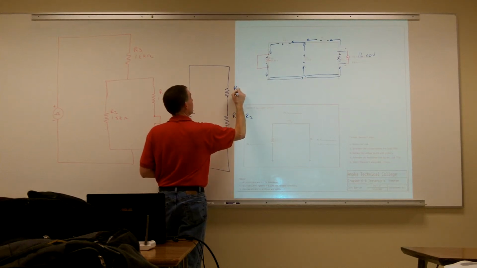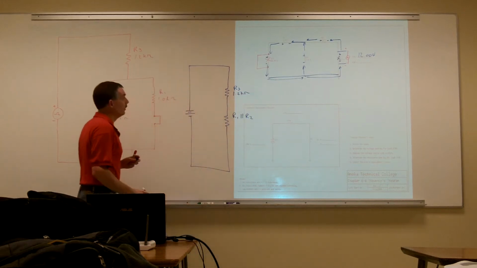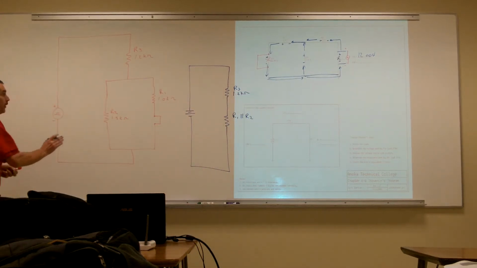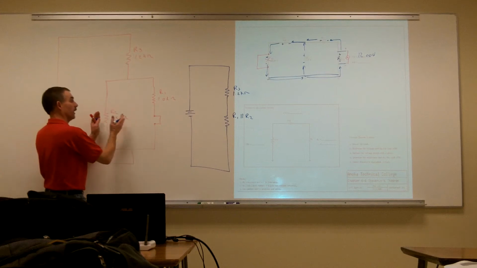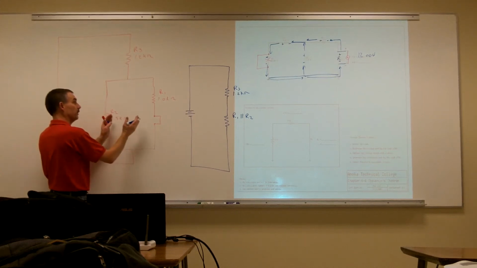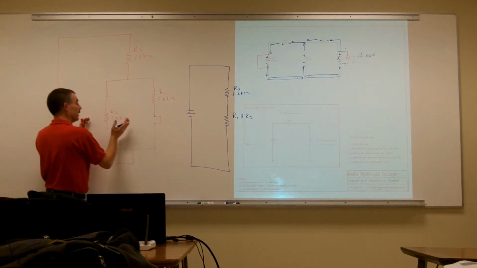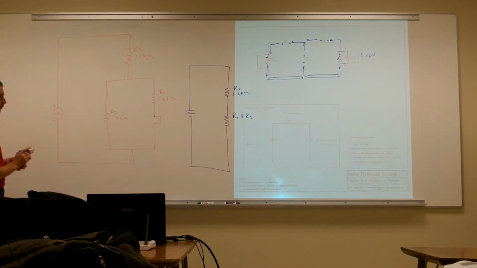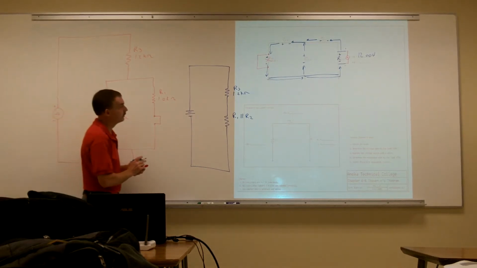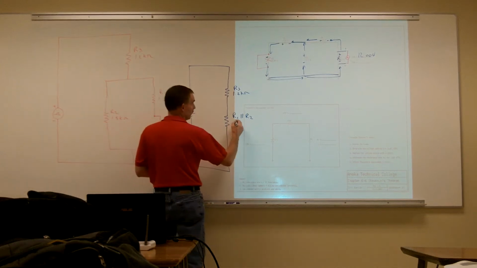R3 is 1 kilo ohm. So what do I know about this parallel circuit? What do I know that my resistance is going to be? Less than 1 kilo ohm. Okay? So we want to combine R1 and R2 using the parallel formula. What do we end up getting for resistance for R1 and R2? 600 ohms.